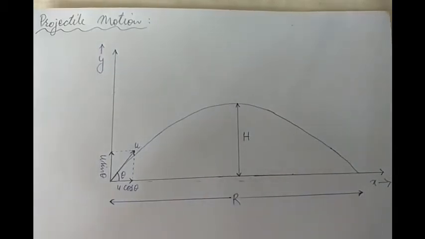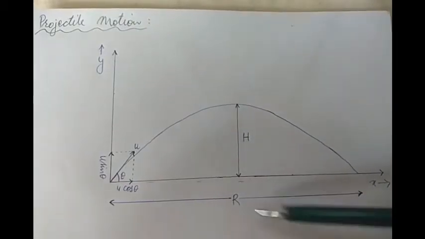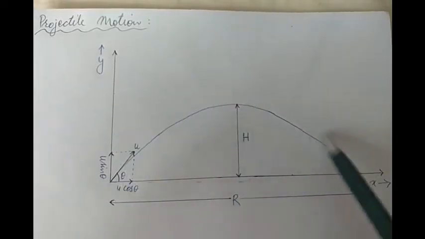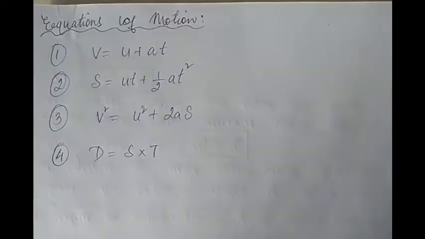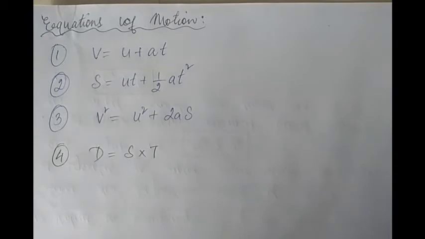Now what we want to do is we want to find the expression for h, we want to find the expression for R, we also want to find the expression for the time that the projectile takes to reach this point, and we also want to find the equation for the kind of path that the projectile describes. Before we proceed any further, let us give a look at these equations of motion, and I'm presuming that you are very familiar with these equations.